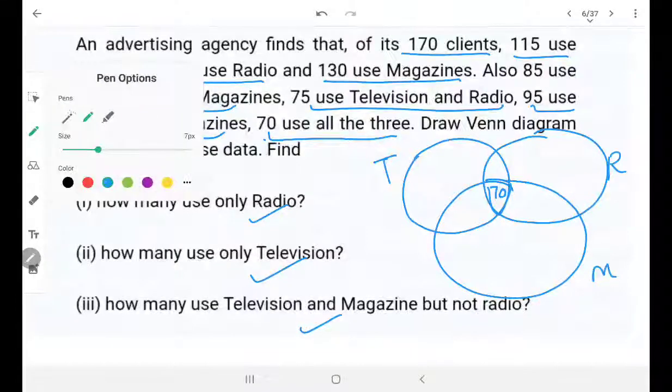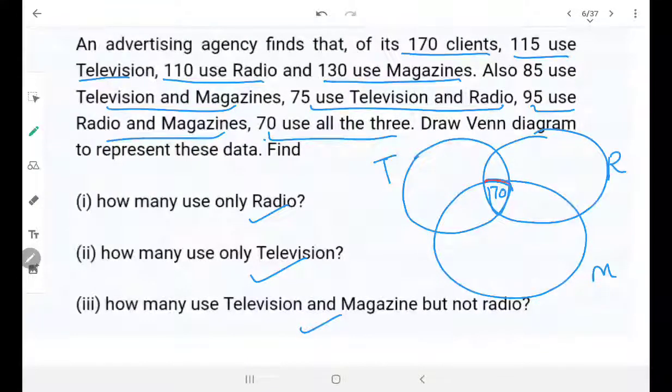I use different colors to show. 70 is this thing. Okay, then 95 use radio and magazine. That is this total. But already 70 is here, so how many will be here? 25, because the total should be 95. So automatically you will have to adjust. Then radio and magazine we have done, 95. Okay, this is done.